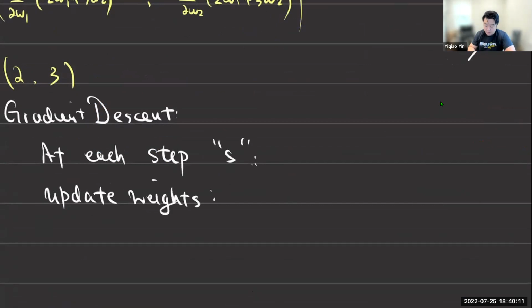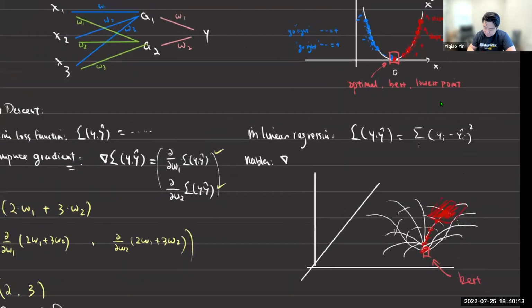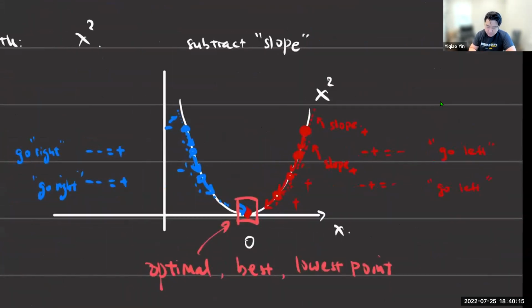Okay, so how do you do that? Well, we need to write this out, right? So the name of the game is subtract slope. So that's a key idea. And if this is a key idea, that means wherever I am, I take a look at slope, I go back. I take a look at slope again, I go left.